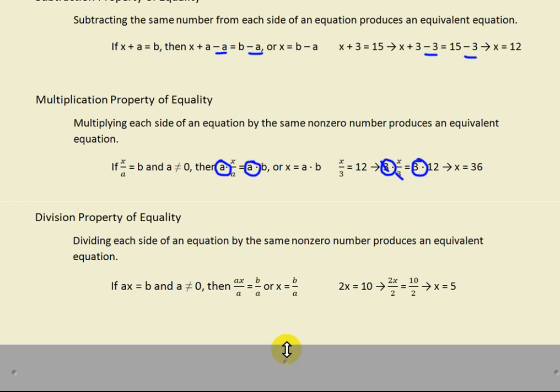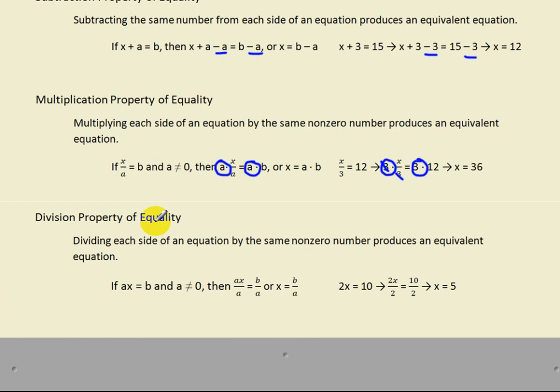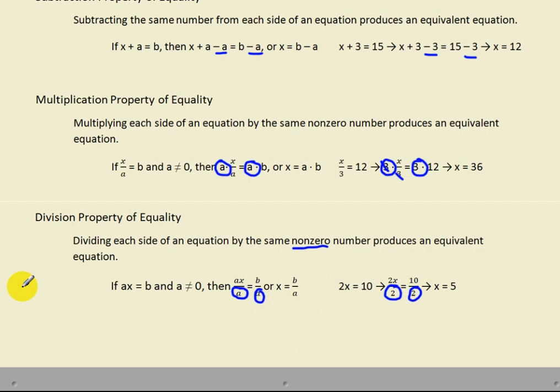And finally, the division property of equality says that we can divide each side of an equation by the same non-zero number and produce an equivalent equation. So again, we do not want a equal to 0 because we're going to be dividing by a. So if we have ax equals b and we want x by itself, undo that multiplication by dividing by a on each side. So we get x equals b over a. So for example, 2x equals 10. Undo the multiplying by 2 by dividing by 2 on each side, and we get x equals 5.